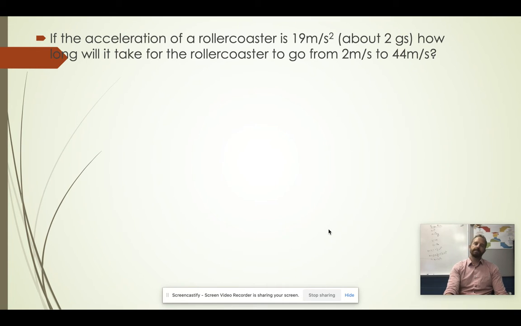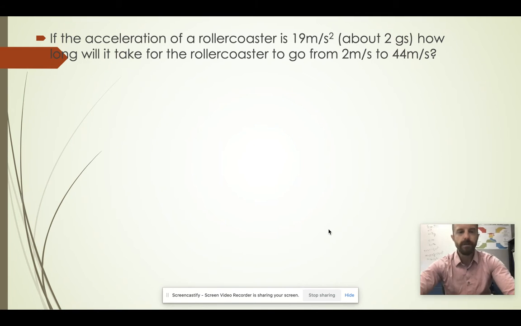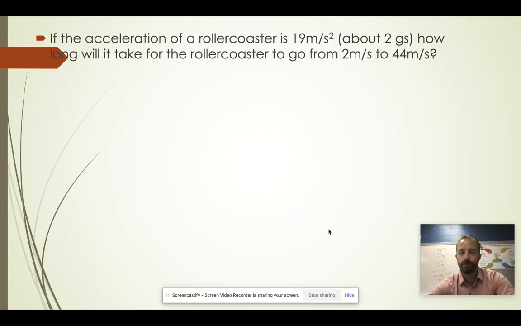How long will it take the roller coaster to go from 2 meters per second to 44 meters per second, right? So job number one, we want to look through here and make our list. So as we do this, I look at this and I see 19 meters per second squared. Okay, so that is my acceleration. I can tell that because it tells me if the acceleration is this, and I can also use the units, meters per second squared. How long will it take?